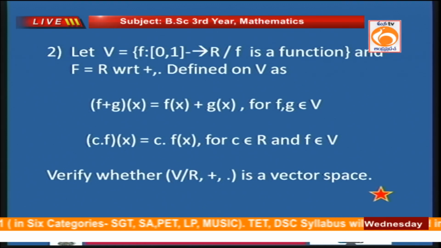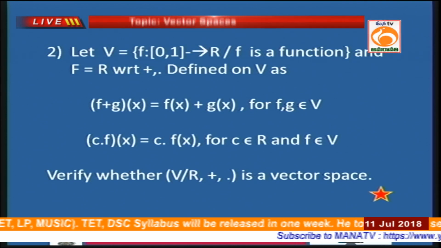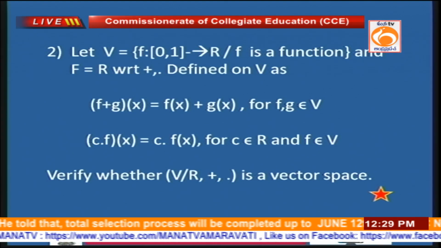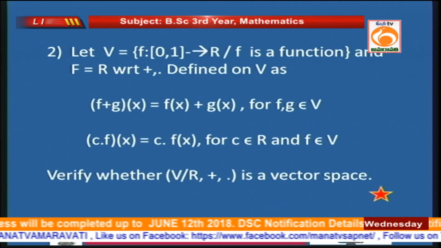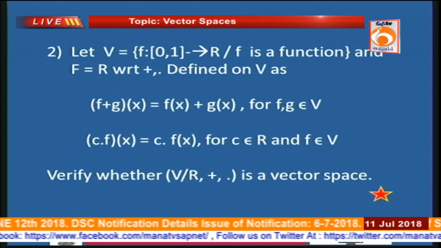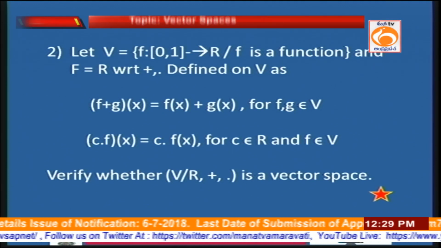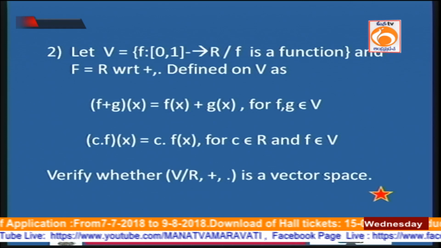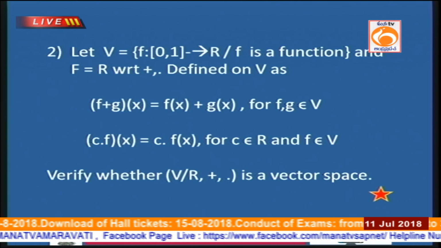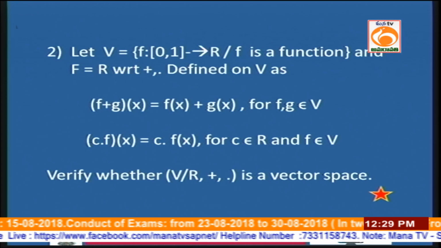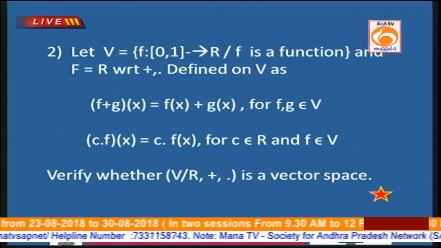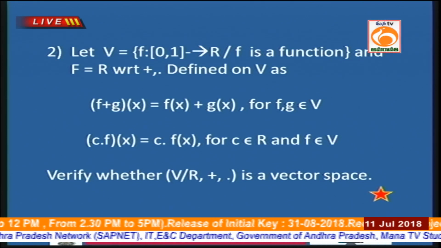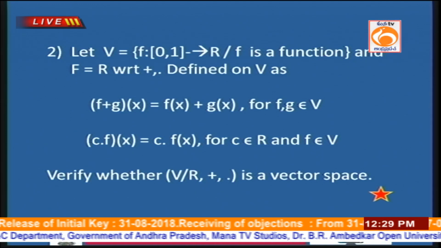Start with V, the set of all functions defined on the closed interval [0, 1] to the set of real numbers, nothing but real valued functions on the closed interval [0, 1], where f is a function. The simple condition I am putting is that f is a function, and take F equal to the same field of real numbers. What are the plus and dot? They are defined as follows: (f + g)(x) = f(x) + g(x), and (c·f)(x) = c·f(x) for c belonging to R and f belonging to V. Now, again I ask the question: verify whether V over R with plus and dot is a vector space.